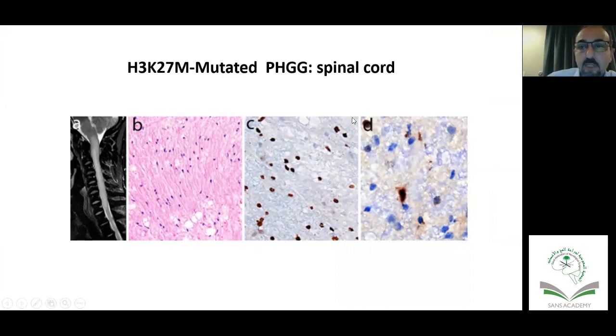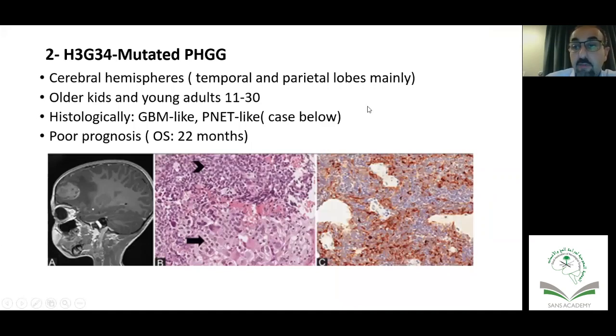Now, the other group is the other variant of the H3 histone gene. It's G34. So the easy way is we call them G34 mutant pediatric high-grade glioma. These are hemispheric or lobar, okay, in the temporal, parietal, or frontal lobe. So this is an example, and they actually occur in slightly older kids. The midline one was in younger kids, from 0 to 12. This is slightly older, and the histology can be either a GBM-like picture or a PNET-like picture, okay?